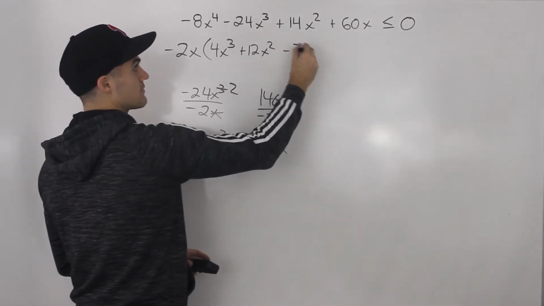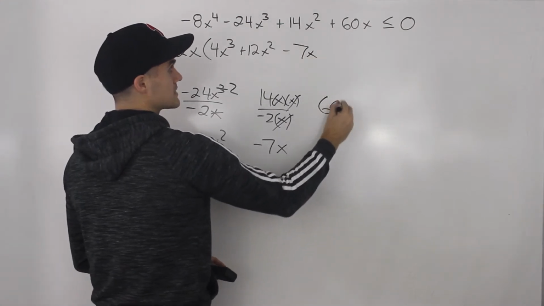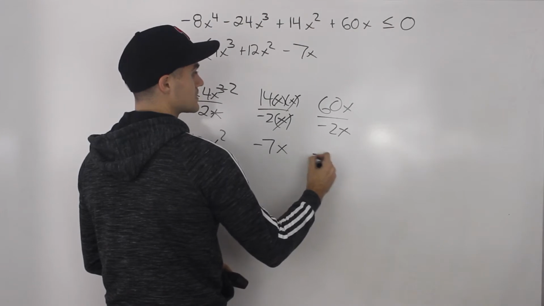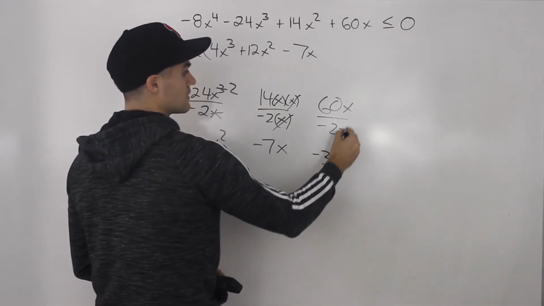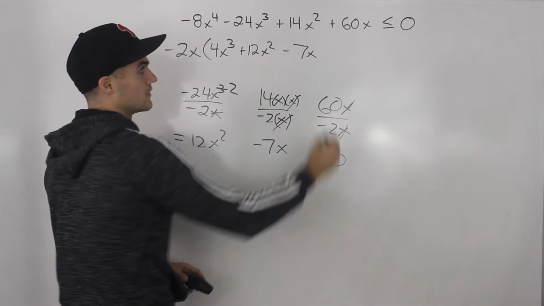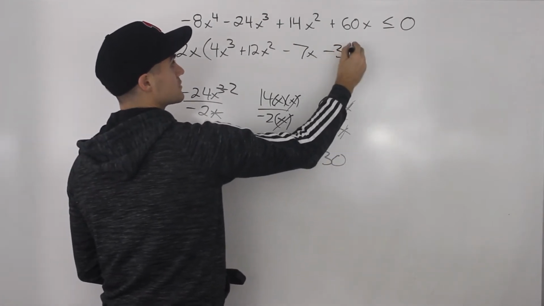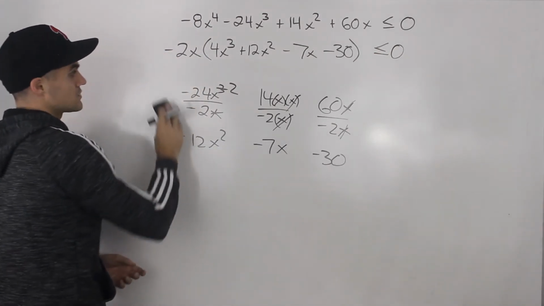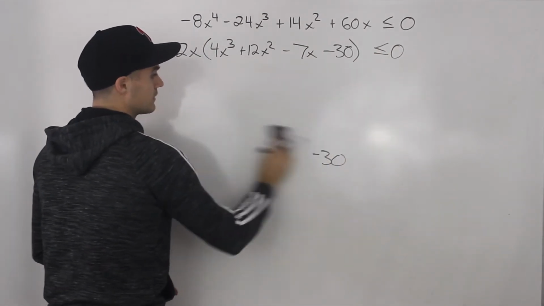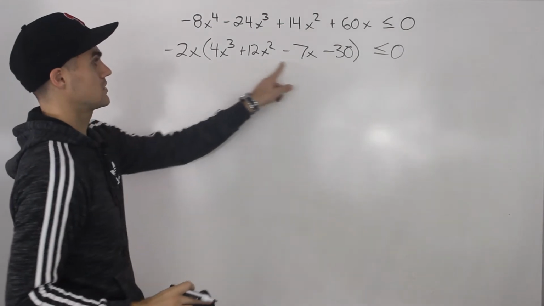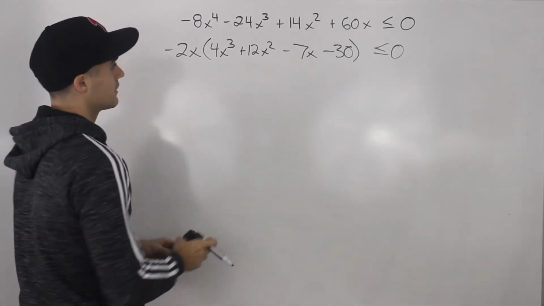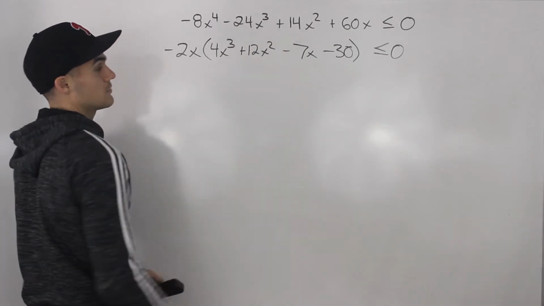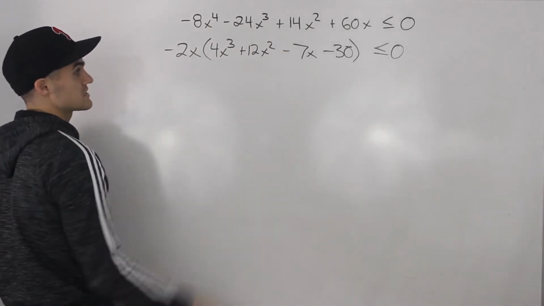So this would be minus 7x, and then we got 60x divided by negative 2x. That would simplify to negative 30. The x's would cancel out. Right, so we'd be left with minus 30 over here. And this is still less than or equal to 0. So at this point, we're still dealing with a cubic function, right? But notice how it's a lot easier to deal with this cubic function than it is dealing with this quartic function up here, after we take out this negative 2x.